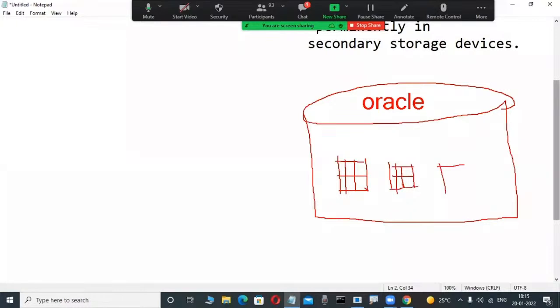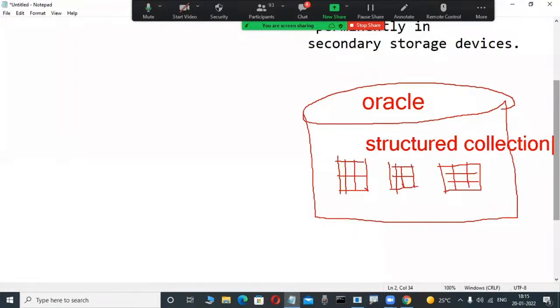Similarly, data is stored on the logical structure side. What is logical and what is physical, we will see later. On the logical structure side, data is stored in table format, in a structured manner. All relational databases store a structured collection of data, not non-structured. Non-structured data belongs to other databases. Oracle is one of the popular relational databases.